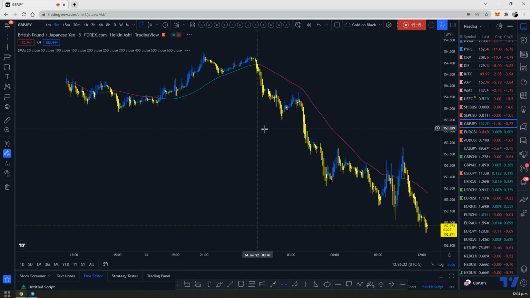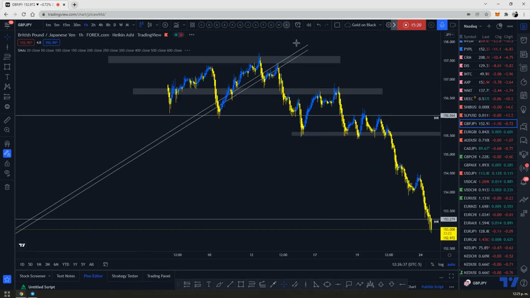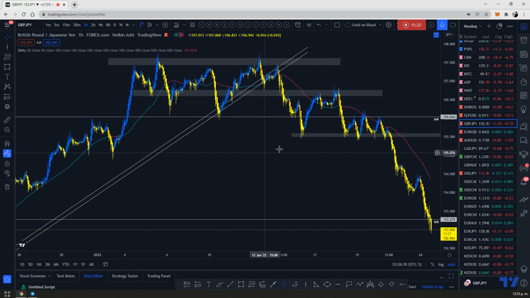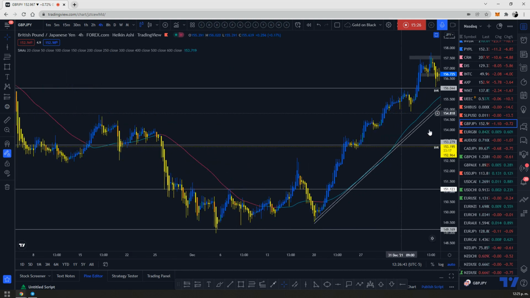Okay, let's find another pair here. Let's see, for example, GJ. Let's try to go in a 1 hour. GJ did this nice movement as well. It broke.